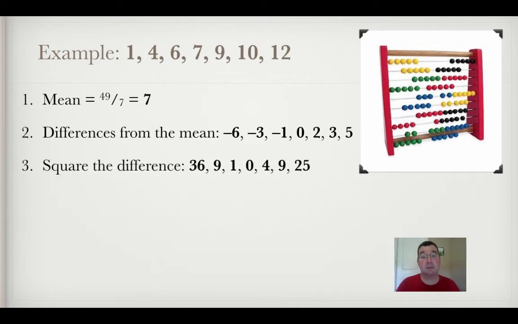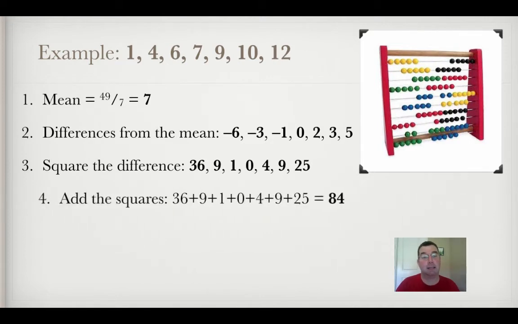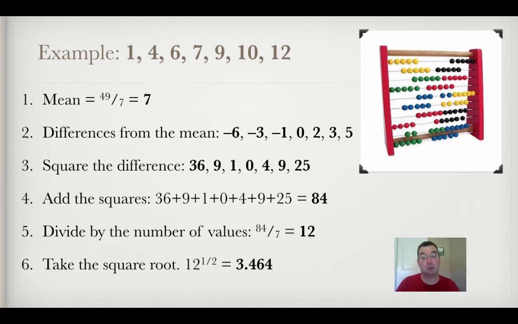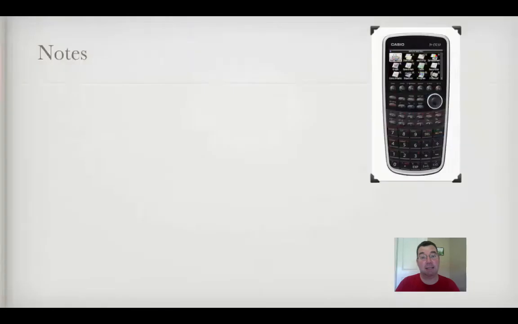If I square each of those differences, -6 becomes 36, -3 becomes 9, -1 becomes 1, and so on. And if I add those squares together, I get 84. If I divide by the number of values in the list, which is 7, then I get 12. And then if I square root that, I get 12 to the 1/2, which is 3.464. So that would be the standard deviation in this case.